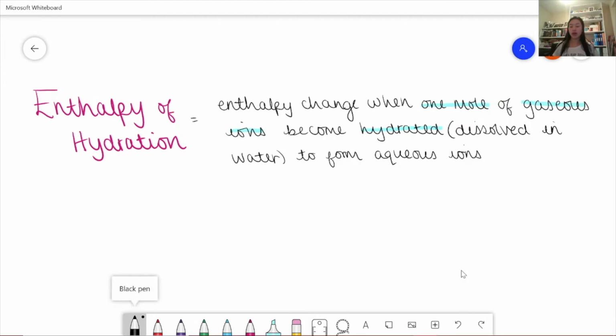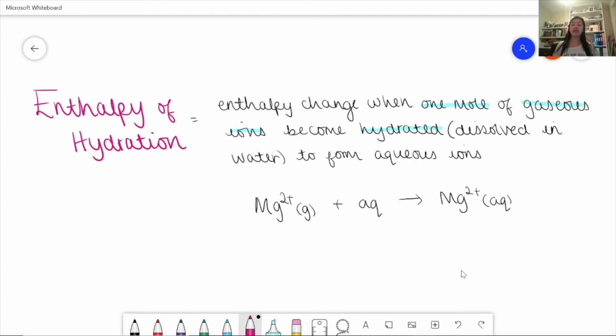So for example, we could have magnesium ions, and these need to be gaseous. And then we write plus aq, which just means that we're dissolving them in water. And so this will form Mg2+ aqueous ions. So we're using 1 mole of Mg2+ gas ions to form Mg2+ aqueous ions. And the way we denote enthalpy of hydration is by delta H, hyd, and then the standard symbol.